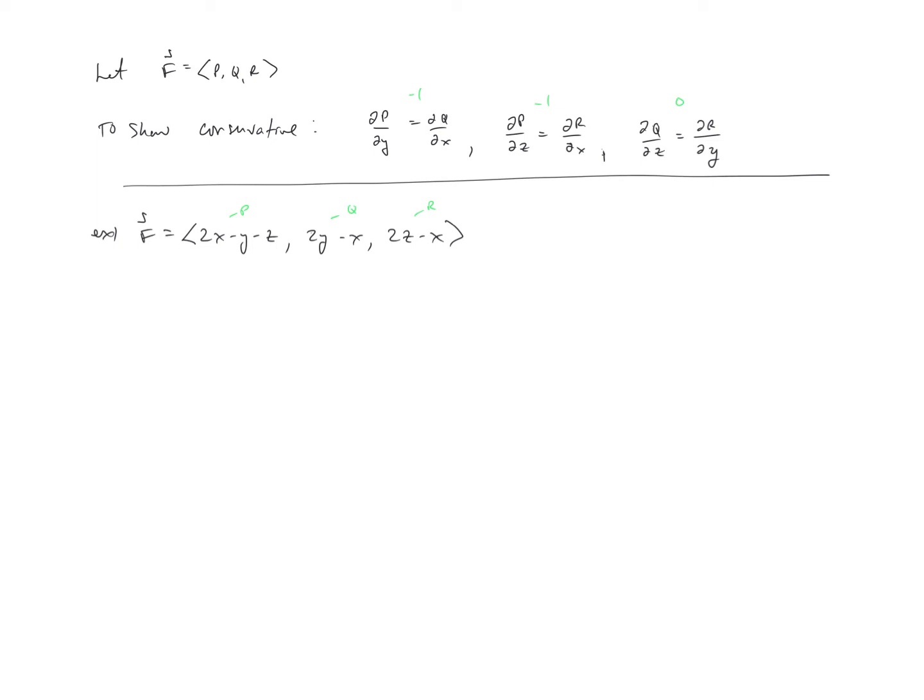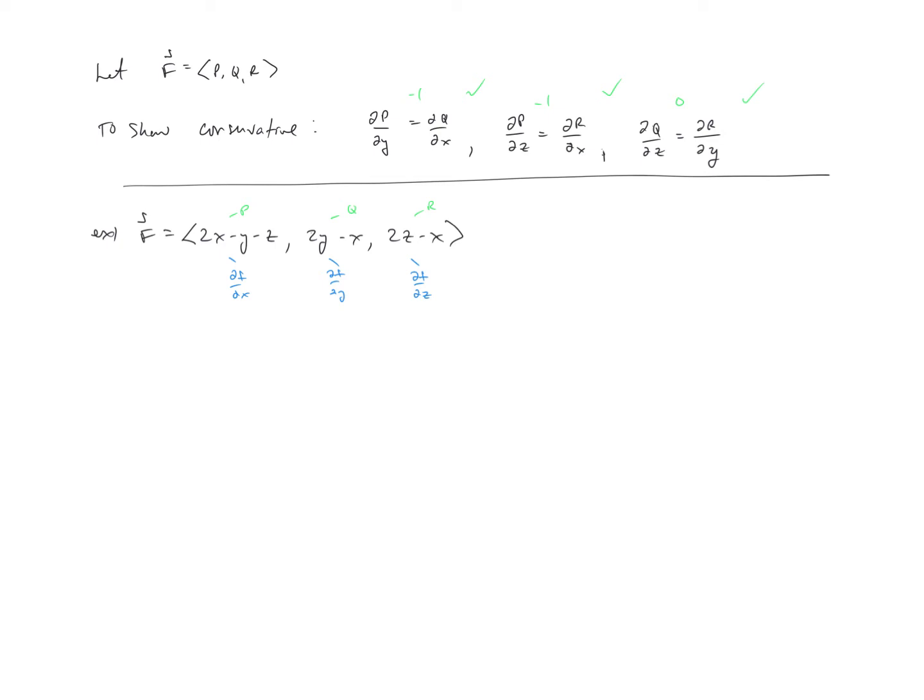And then partial R with respect to Y would also be 0. So since all three of these check out, we can now say that F is conservative. If F is conservative, now we can move forward with finding that potential function. So to find that potential function, again, this is partial F, partial X, partial F, partial Y, and partial F, partial Z. I know that because F equals the gradient of that potential function.